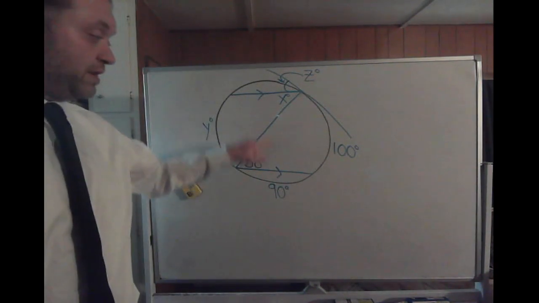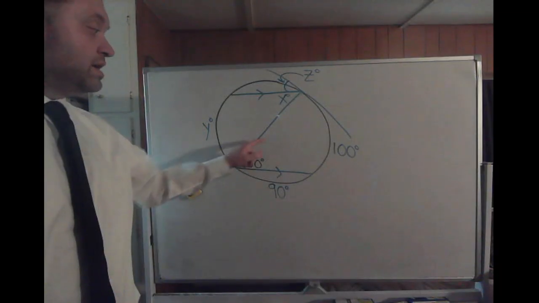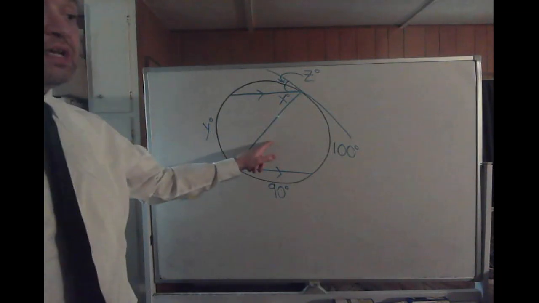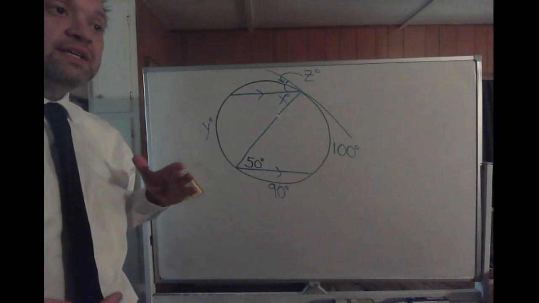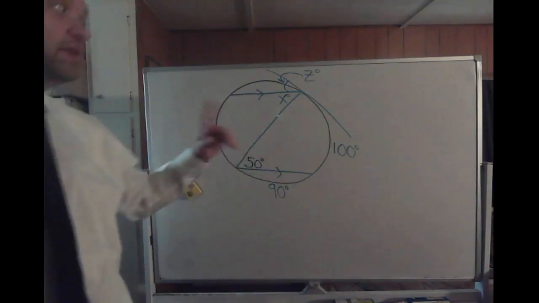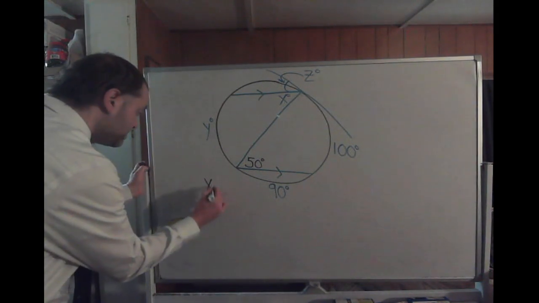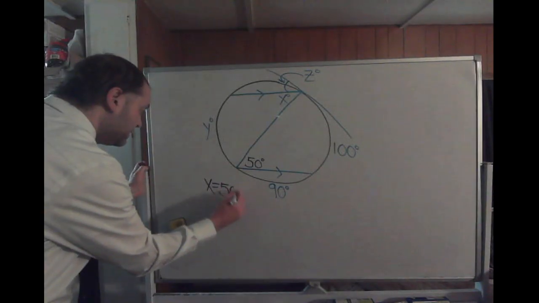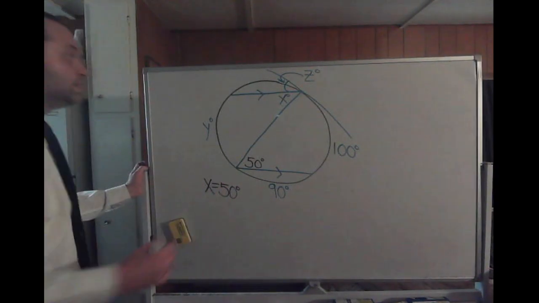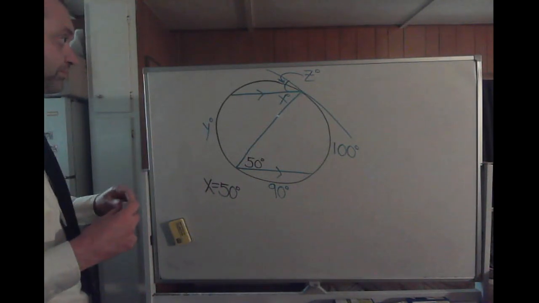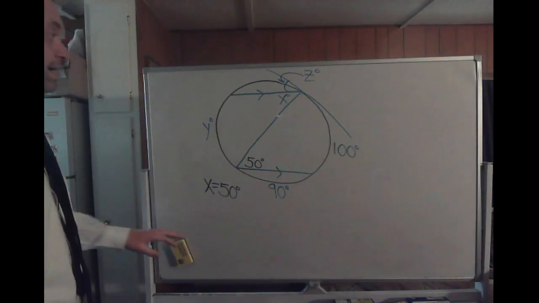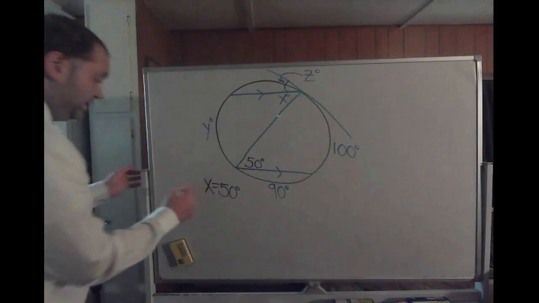Now we have two parallel chords. Then we have a transversal between them. What do we know about parallel lines and alternate interior angles? That they're congruent. So this is going way back. So x would have to have a measure of 50 degrees. Simple enough, right? Okay, so we got x, that's easy.